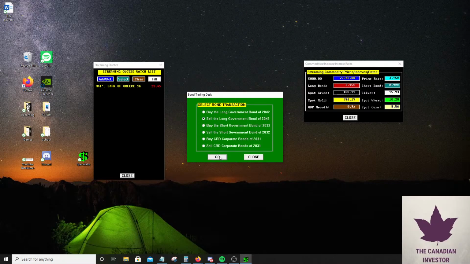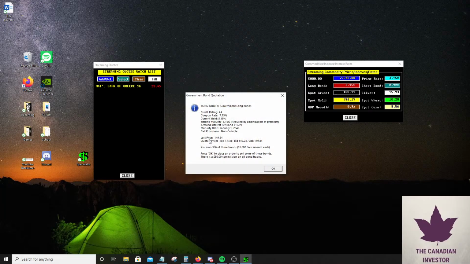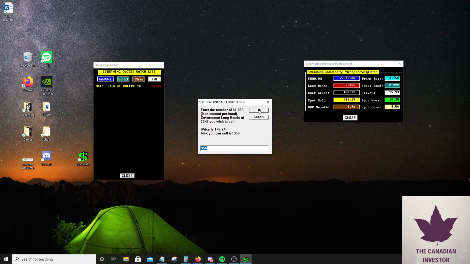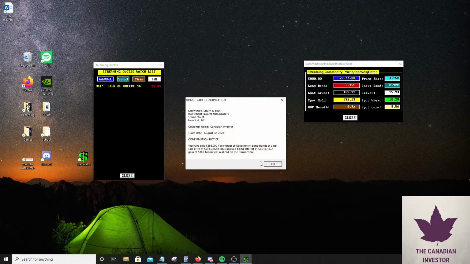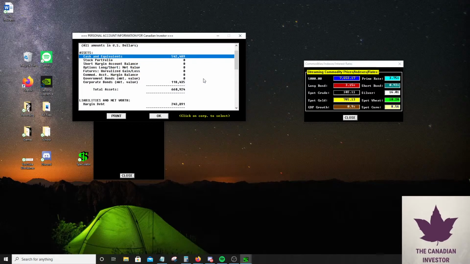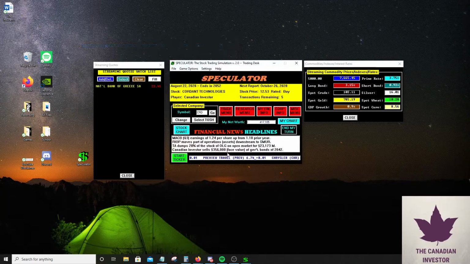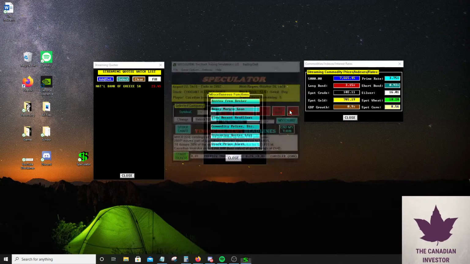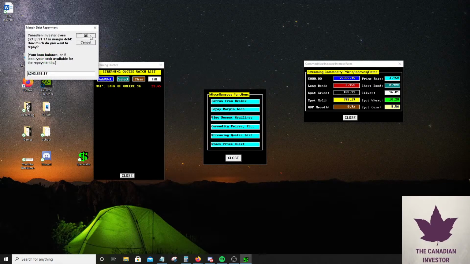I'm going to go ahead and sell our long bond. Currently it's trading at 149. So that's still pretty good. No, it's not very good. I mean, it's very expensive. So we made about $542,000 minus our debt. So we're going to go ahead and repay our margin loan.